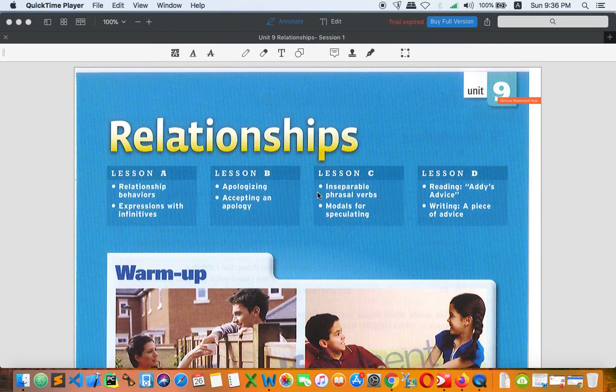Okay. In lesson C, we're going to focus on another grammar point, which is about inseparable phrasal verbs, or you can say two-part verbs or three-part verbs. Okay. Modals for speculating is also a grammar point as well. So we will talk more about that. And the last lesson is about reading and writing. Okay. So we will go through from A to D.